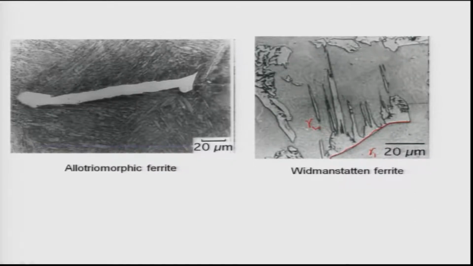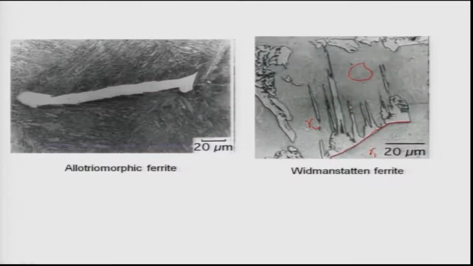That is what is observed from this picture. Such a kind of morphology is known as Widmanstätten ferrite. There is another type of ferrite which is very rarely observed, known as idiomorphic ferrite. So, it can form inside a gamma grain, which is very rare.